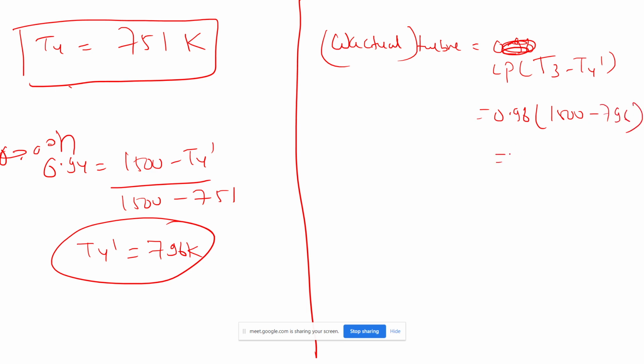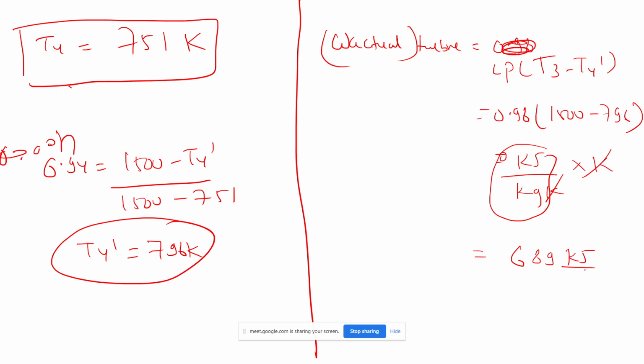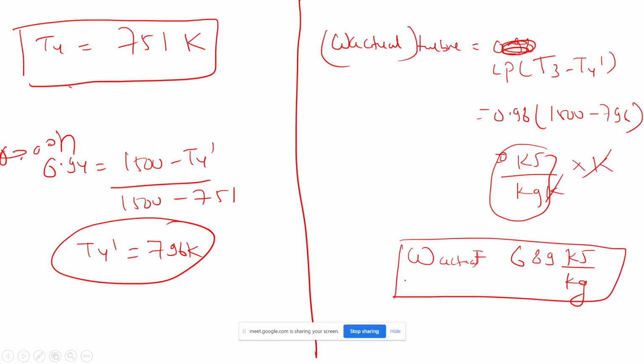So what we will get? The units you have to remember: kilojoule per kg Kelvin into Kelvin. Here it is Kelvin, so Kelvin cuts out. So finally the unit we will get is this one. So what will be our answer? 689 kilojoule per kg. Is it okay? Yes, sir. Okay.